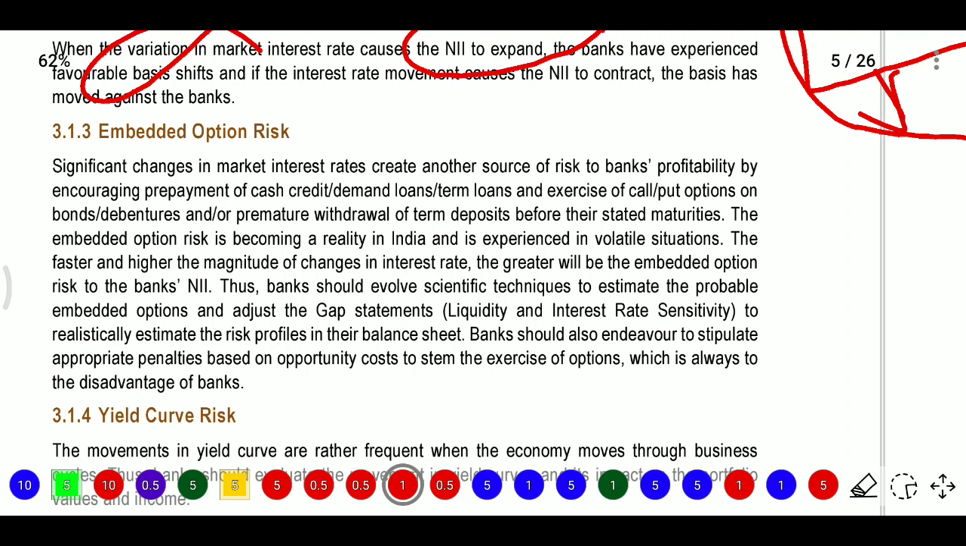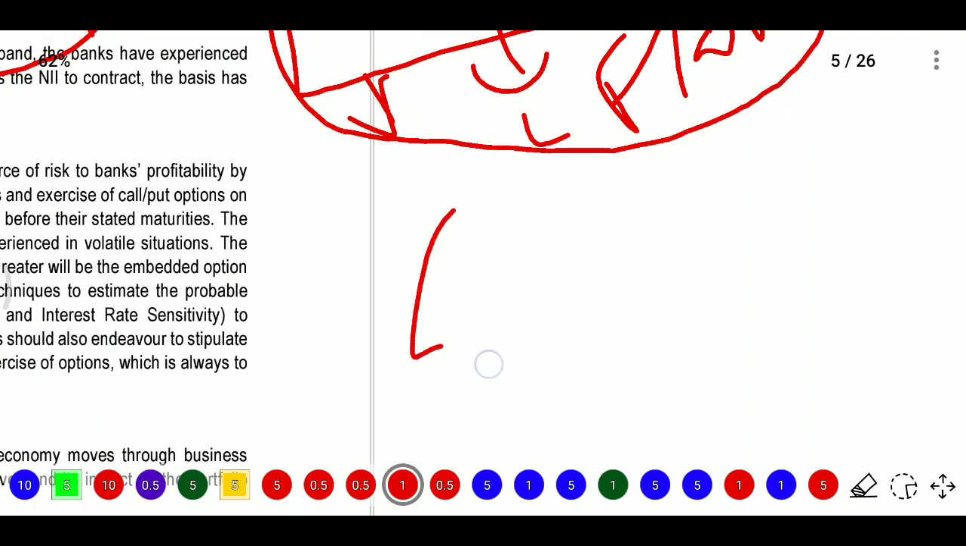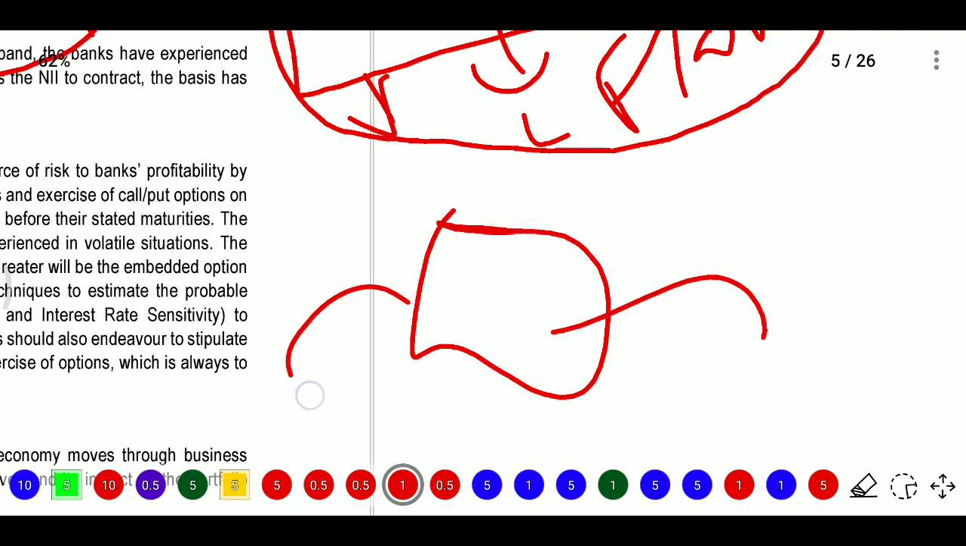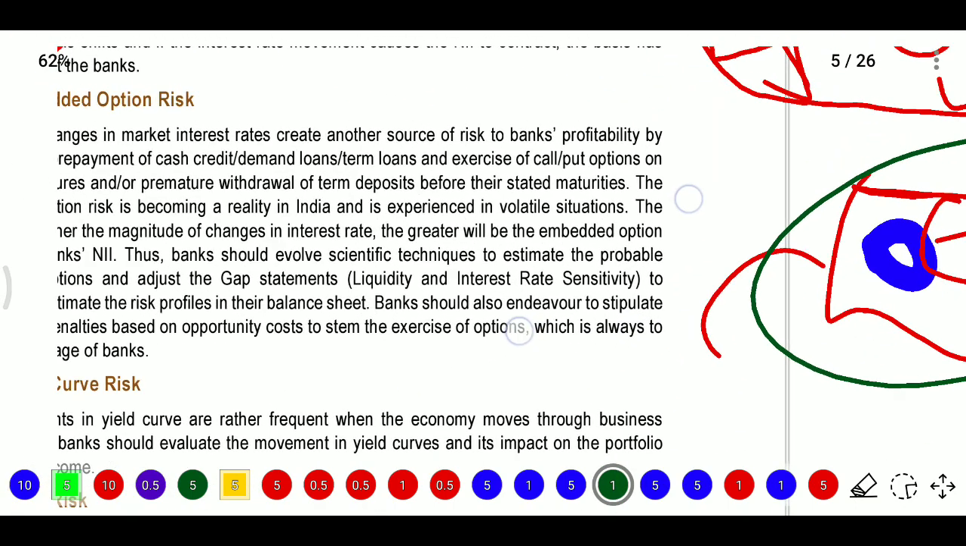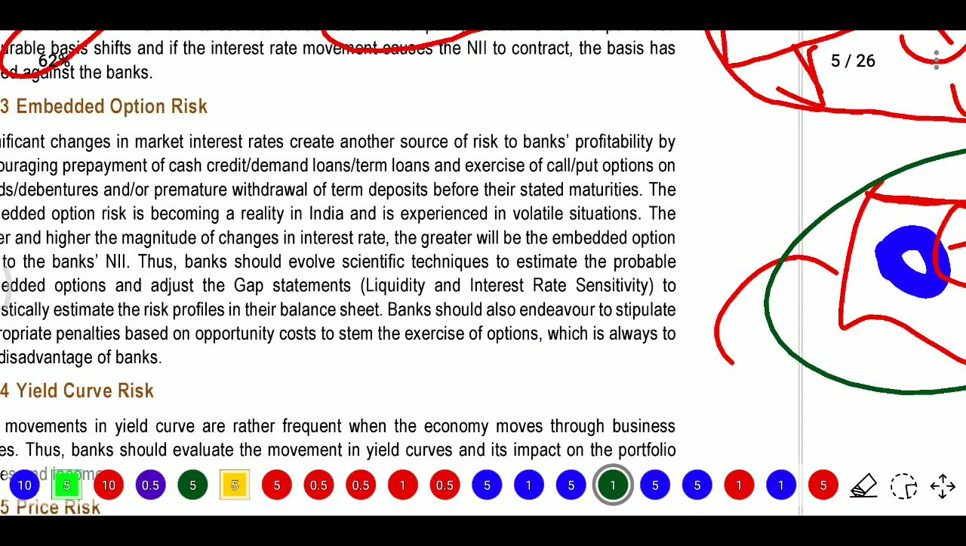So here the embedded option means, if you have one watch, and for this watch we attach one diamond. This is embedded. Embedded option means the host contract has one other contract attached, that is the embedded contract. Here the embedded option risks are what we will be discussing.